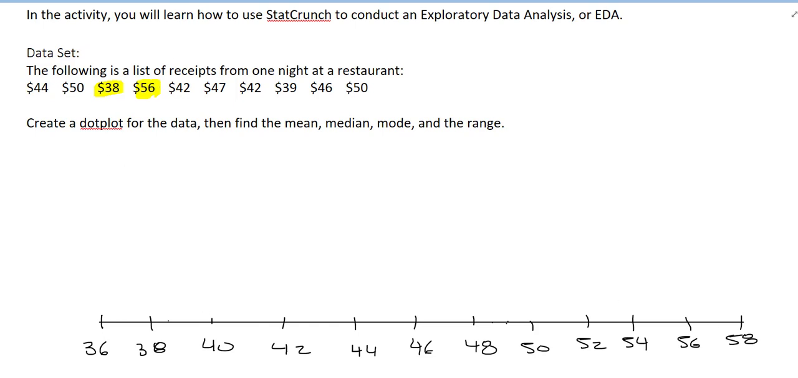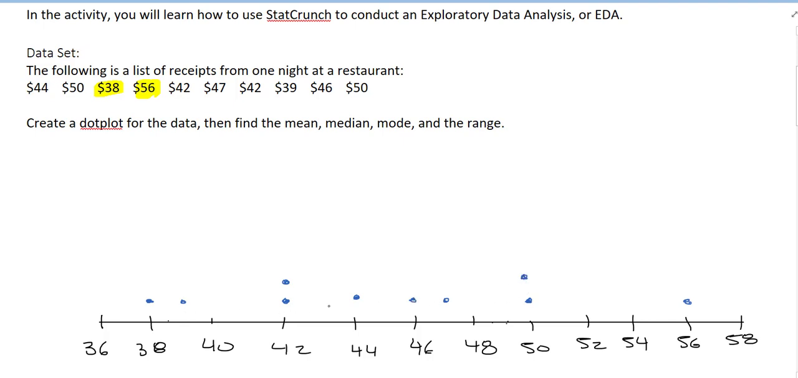And now for the dot plot, we put just dots over each data value. I'm going to go in order of appearance. So 44, 44, then 50. You just place a dot over each of the data values. 38, 56, 42, 47. I went by twos, so I don't have 47, but I know it's between 46 and 48, so I'm just going to put it in the middle there. And then 42 again. This is where in a dot plot, we just stack them. 39, same thing, in between 38 and 40. And then 46 and 50 repeat.